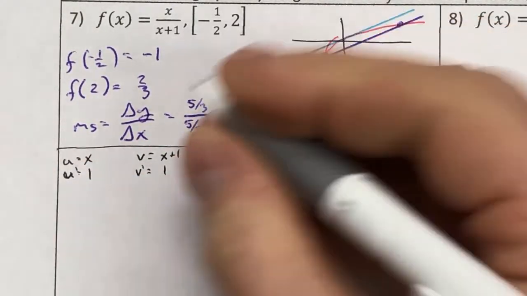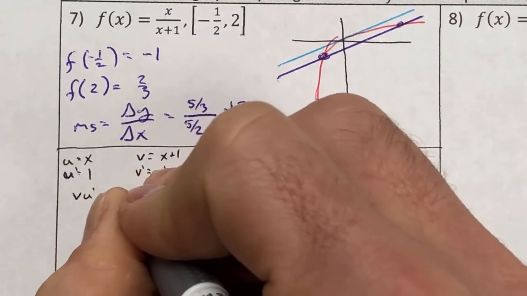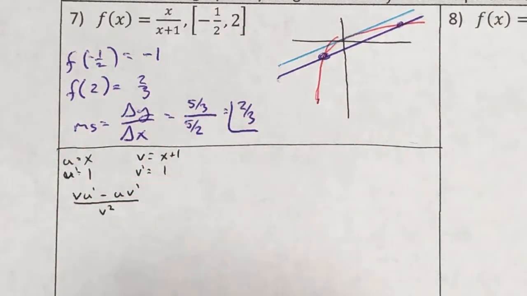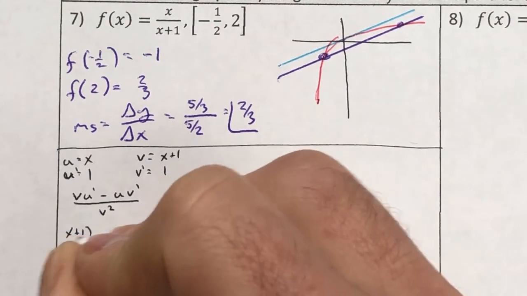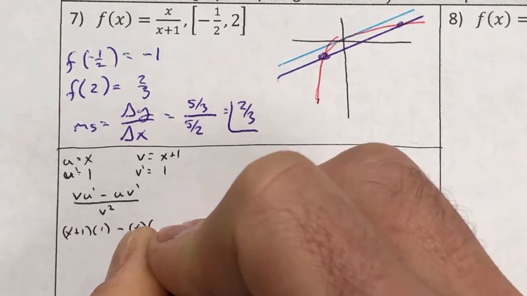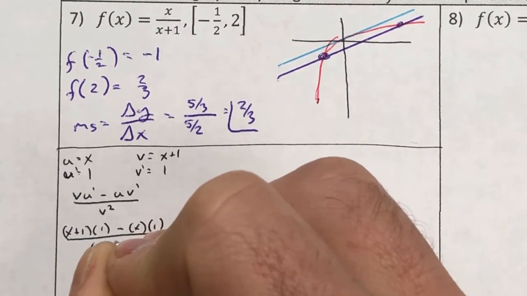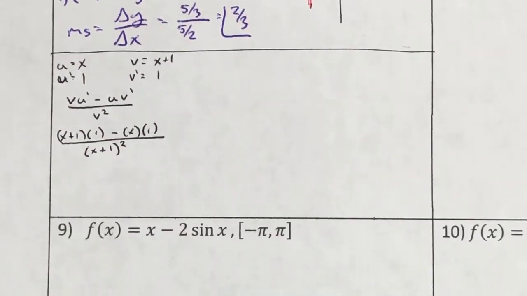So let's see, my equation I know is going to be low d high minus high d low all over low squared, because we're using the quotient rule. So my low is going to be x plus 1 times d high minus high d low all over low squared. So we get something that looks like that. So let's focus more on this part.